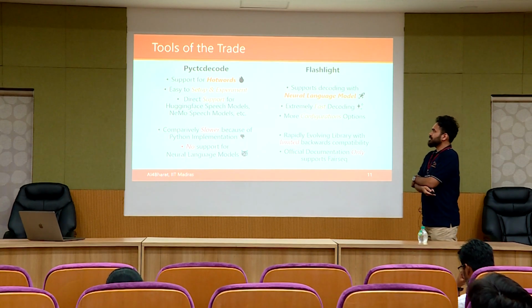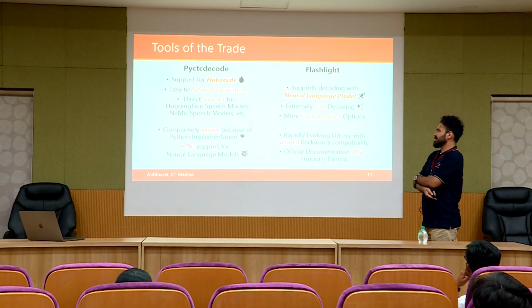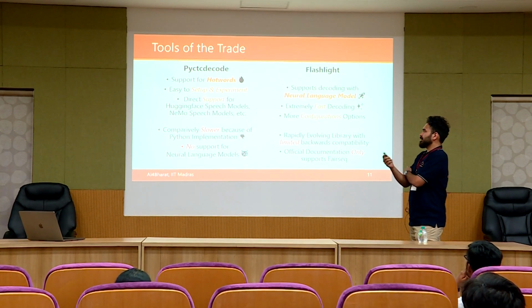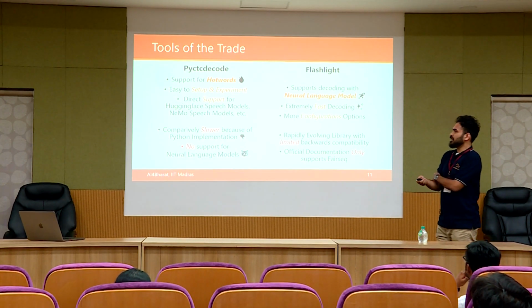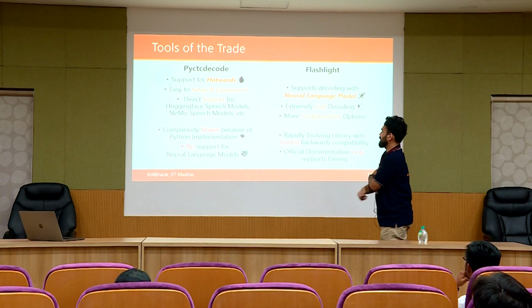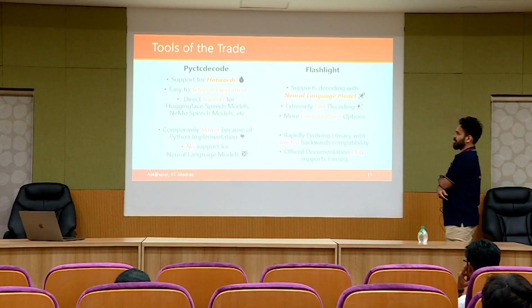The second thing is, PyCTC decode is much easier to set up and experiment with, since it's a Python-based library. It also has direct, official support for Hugging Face speech models, NeMo speech models, and many other standard speech libraries. But on the downside, it is slightly slower than the Flashlight decoder. Also, it doesn't have support for neural language models.